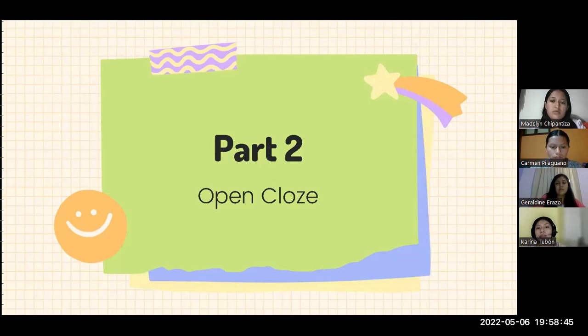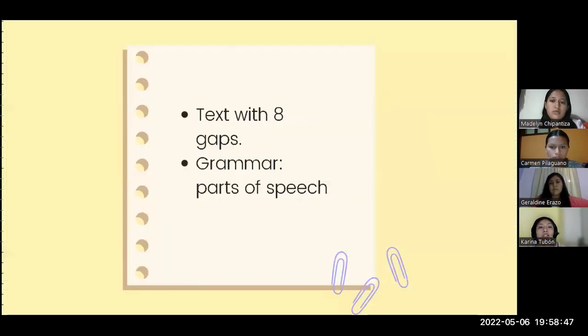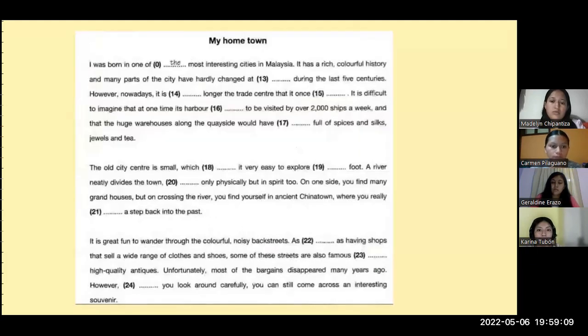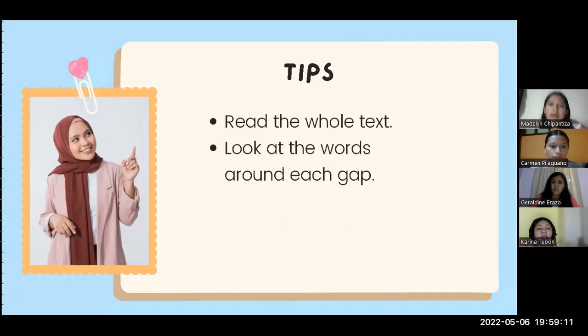In part 2, we have open cloze. It is also a text with 8 gaps, but in this part, we don't have alternatives. We have to complete with parts of speech, like pronouns, articles, modals, conjunctions, or prepositions. Here we have some examples of this exercise. And some tips to solve this exercise are: read the whole text and look at the words around each gap.